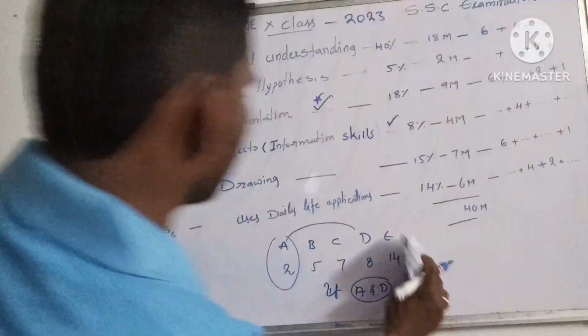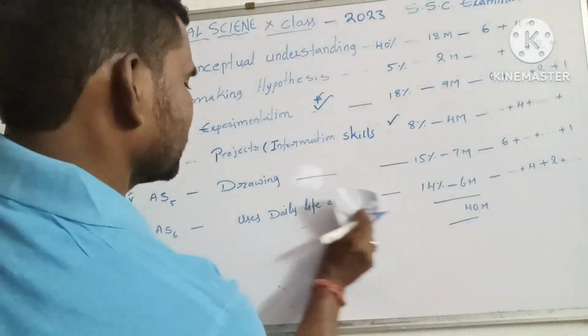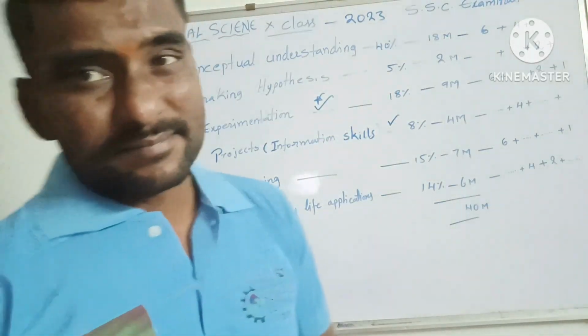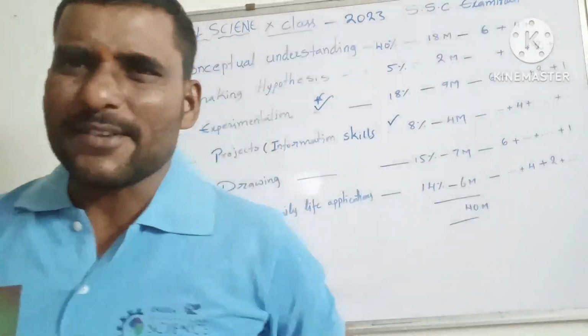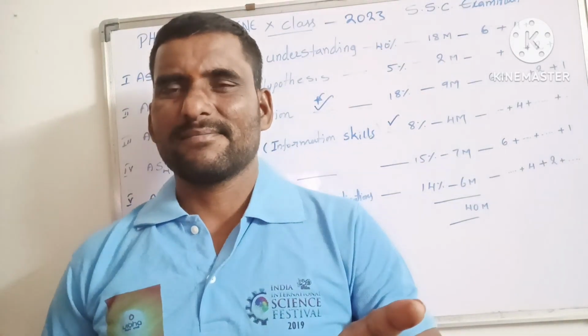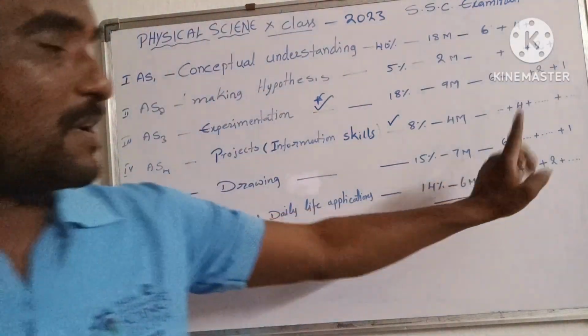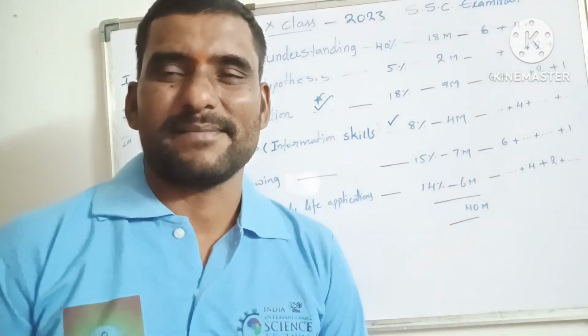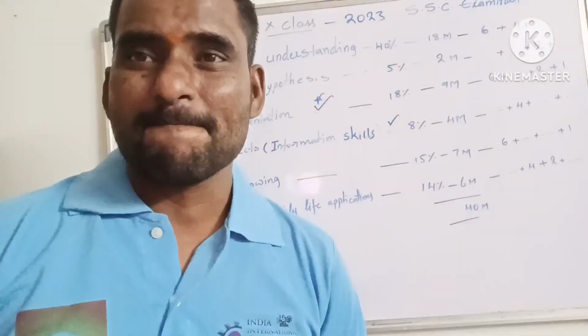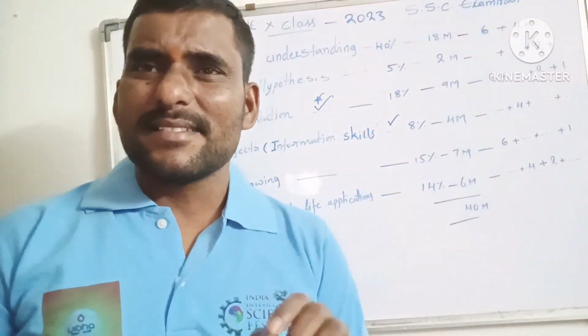Next skill is AS5, drawing. Everybody is confused with mirrors and lenses diagrams. Mostly they are going to ask you this in this examination from lenses or mirrors. We can expect a 6 marks question, because a total of 7 marks weightage is there. Very, very easy. A 6 marks or 4 marks question is compulsory.